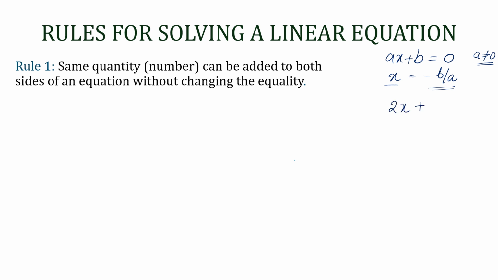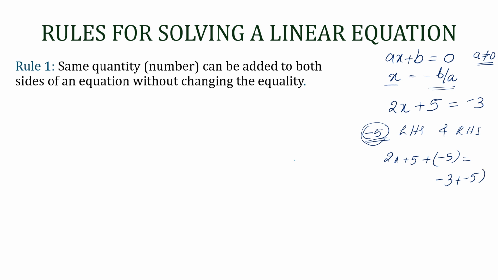Suppose that 2x plus 5 is equal to minus 3. Here I am going to add minus 5. This is a number or quantity. So this minus 5 I can add to the left hand side and right hand side, right? So 2x plus 5 plus minus 5. When I am adding to the left hand side, the same should be added to the right hand side also. If you do it like this, the value is not going to change.